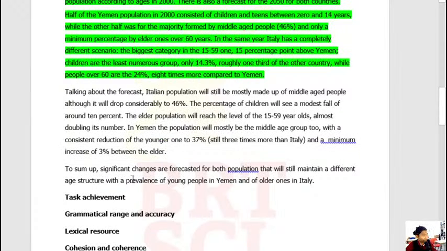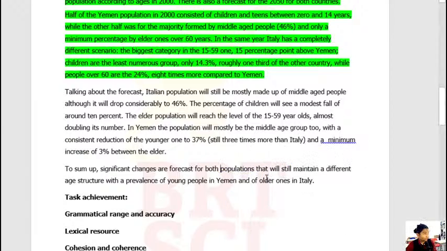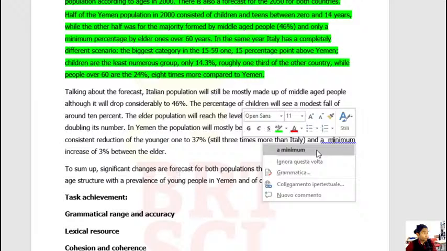To sum up, the significant changes are forecast. I think forecast is an irregular verb. For both populations, there will still remain a different age structure with prevalence of young people. That's okay. So task achievement is out of 5. Population. What's wrong with it? Yeah. Okay, that's just okay.